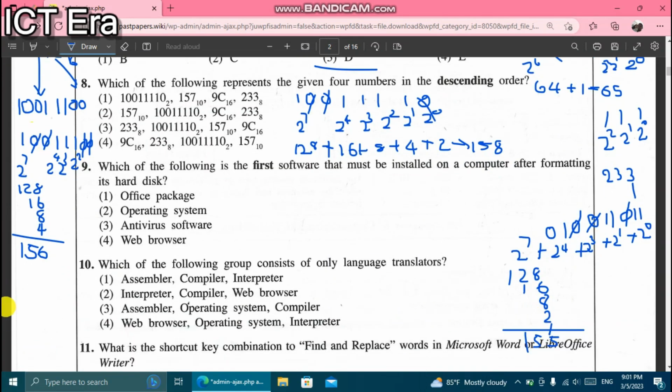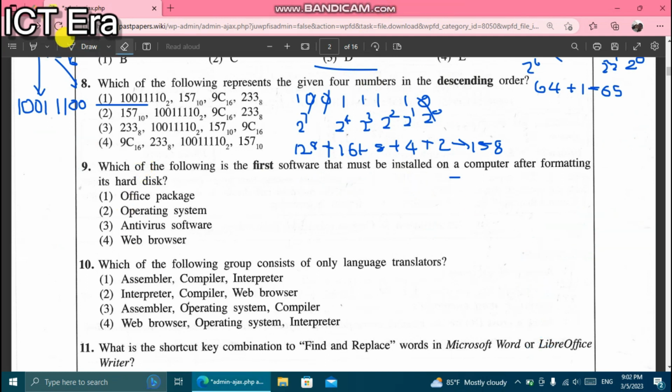So when I consider these in descending order, 158 is greater than 157, which is greater than 156. The smallest value is 155. So 158 is the binary number, 157 is the decimal number, 156 is 9C hexadecimal, and 155 is the 233 octal number. Then the answer is the first one. Right. Then let's move to the ninth question.